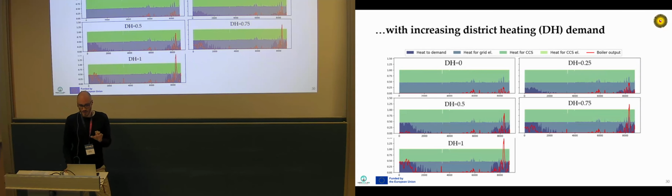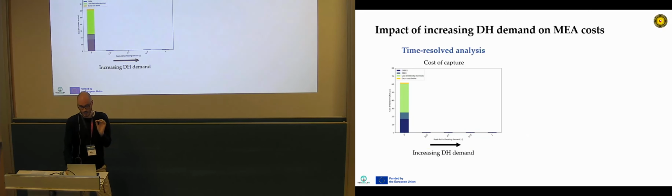We will not go into the detail of these plots, but you can see that the optimal operation changes. And from this, you can also see what happens to the economics of the system and to the design of the system. Let's look at what happens to the economics of the system, so the cost of capturing. Here you have the cost of capturing 1 unit of CO2 with the MEA, with the increasing district heating demand. You have in dark blue the CapEx cost, in light blue the OpEx.